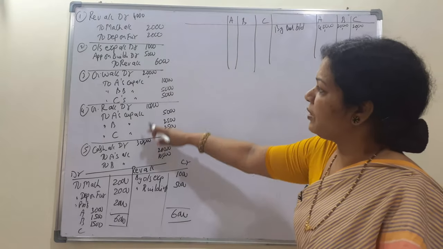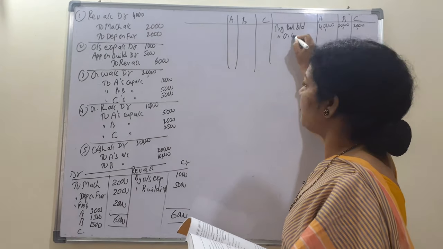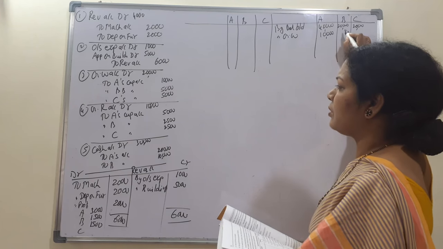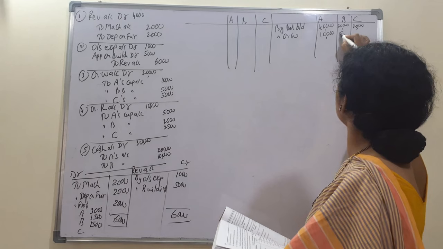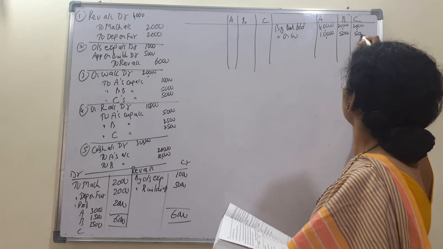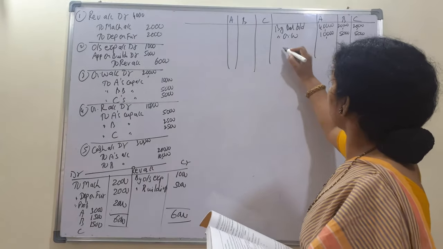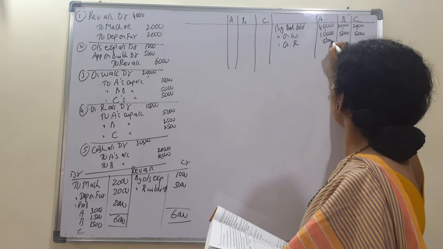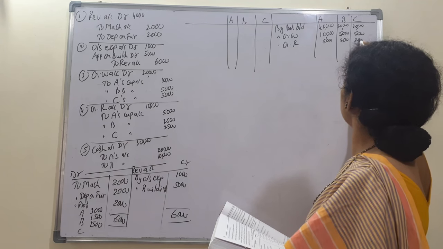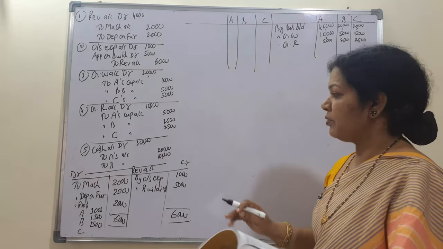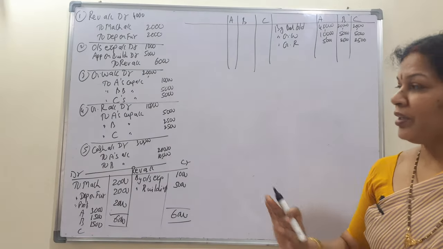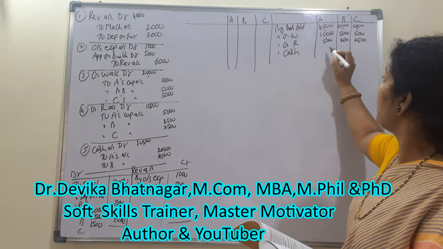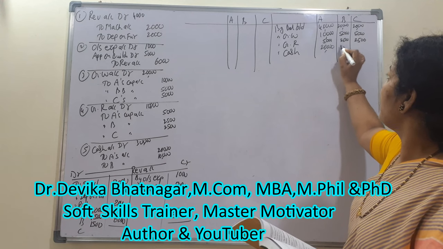Then after that, from here we'll take goodwill first. By goodwill 10,000, 5,000. After goodwill, general reserve. General reserve 5,000, 2,500 and 2,500. After this, they are getting cash. When they are getting cash, it's on the credit side. By cash, 20,000 and 10,000.